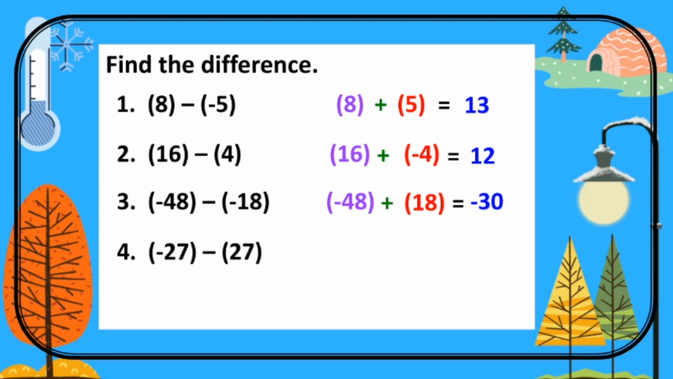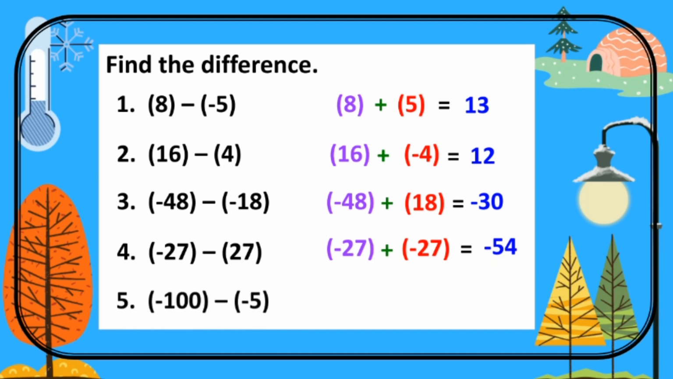Number 4. Negative 27 minus positive 27. Keep. Copy negative 27. Change. Change minus sign to plus sign. Change. Change positive 27 to negative 27. Now, compare natin. Same sign sila. So, mag-add tayo. Negative 27 plus negative 27, the answer is negative 54.